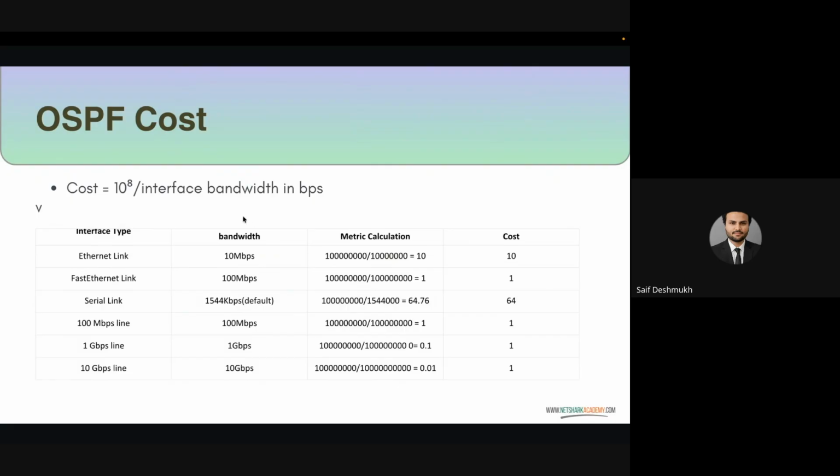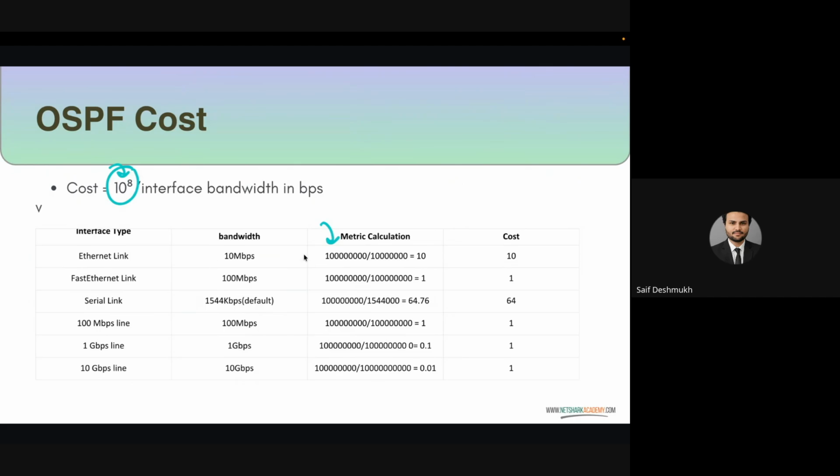How? Basically, they use 100 Mbps as a reference bandwidth, or simply 10 to the power of 8 divided by interface bandwidth in bits per second. Now, this was a fixed number. When we designed OSPF, we didn't think we would have interfaces of 10 Gbps or more. At most, we thought 1 Gbps would be wow.